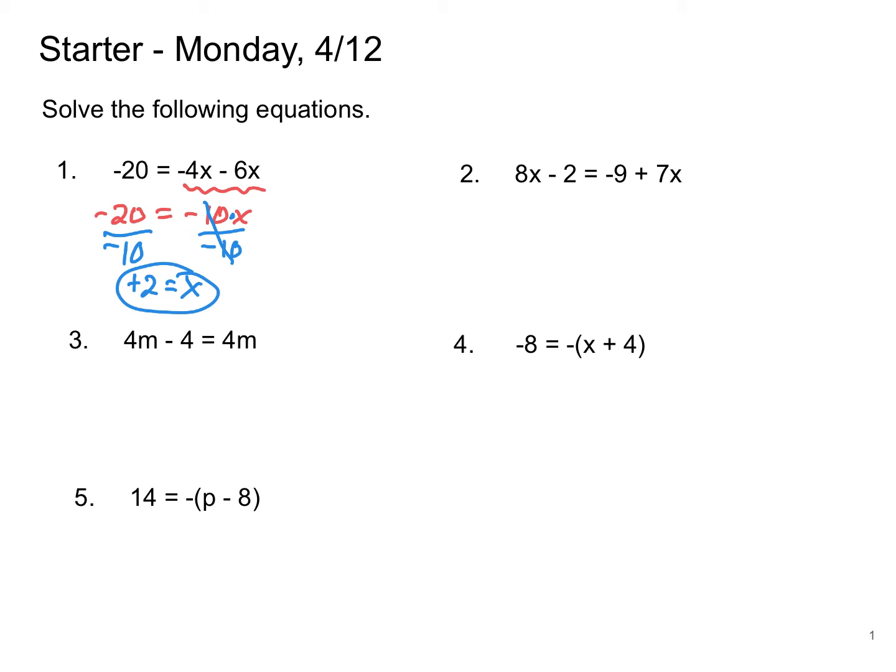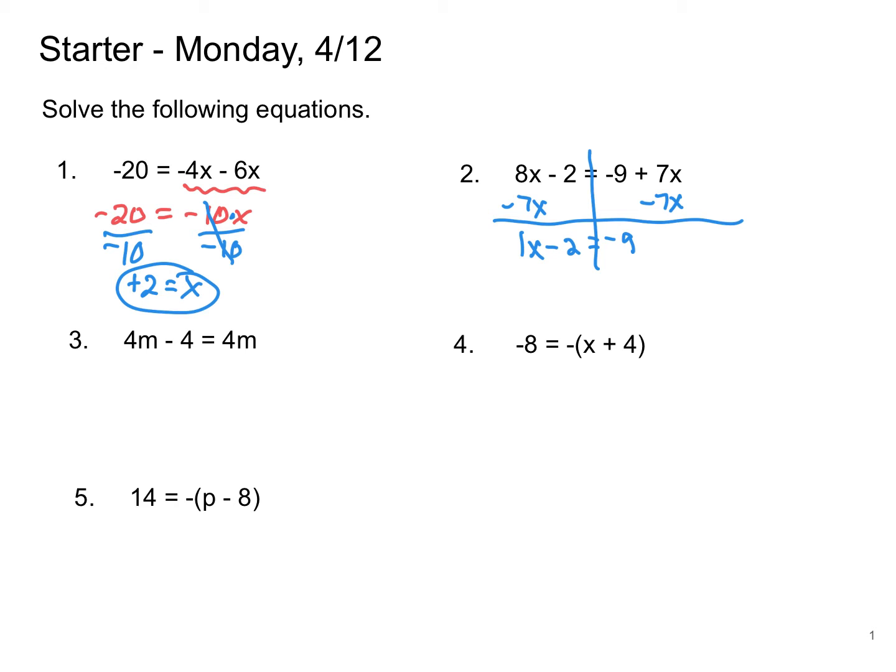Moving on to number 2. Right now, there's nothing that we can combine together on either side. I like to take all of my variables and put them on the left-hand side. So I'm going to move my positive 7x. Because it's positive, I'm going to put negatives with it to make it a 0. 8x minus 7x is 1x, minus 2 equals a negative 9.